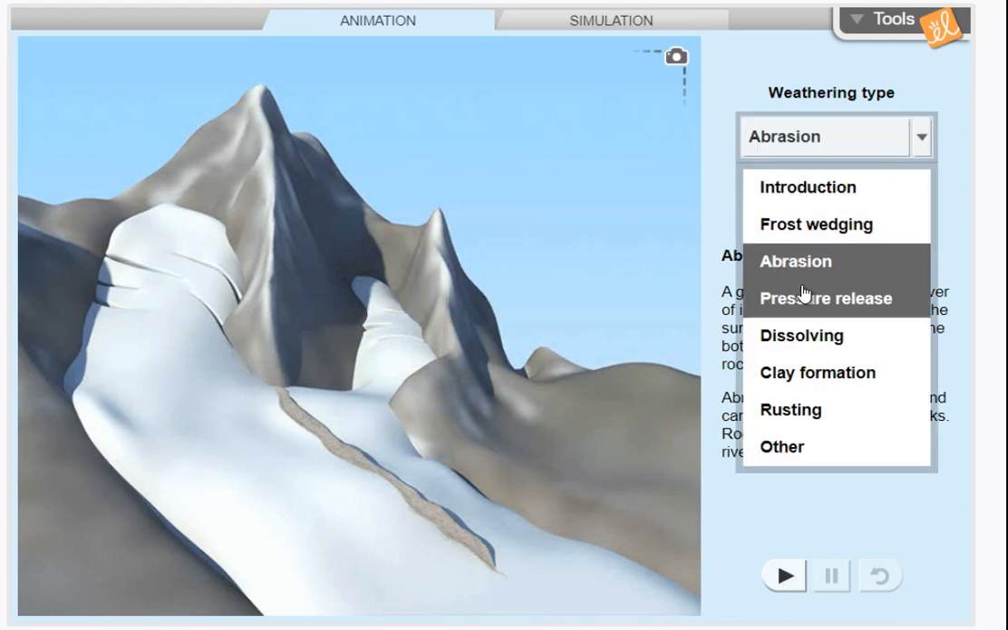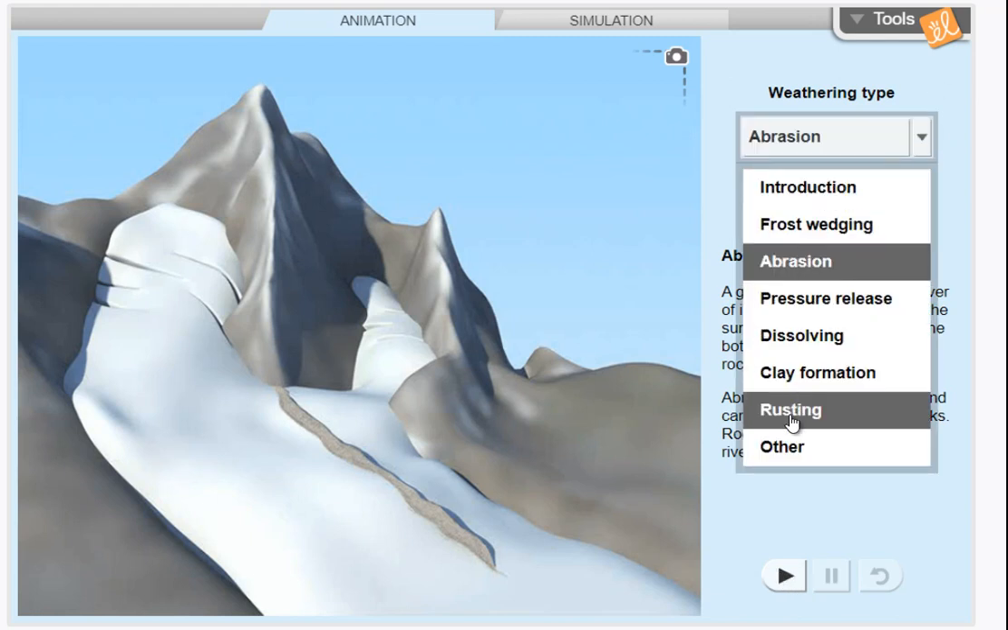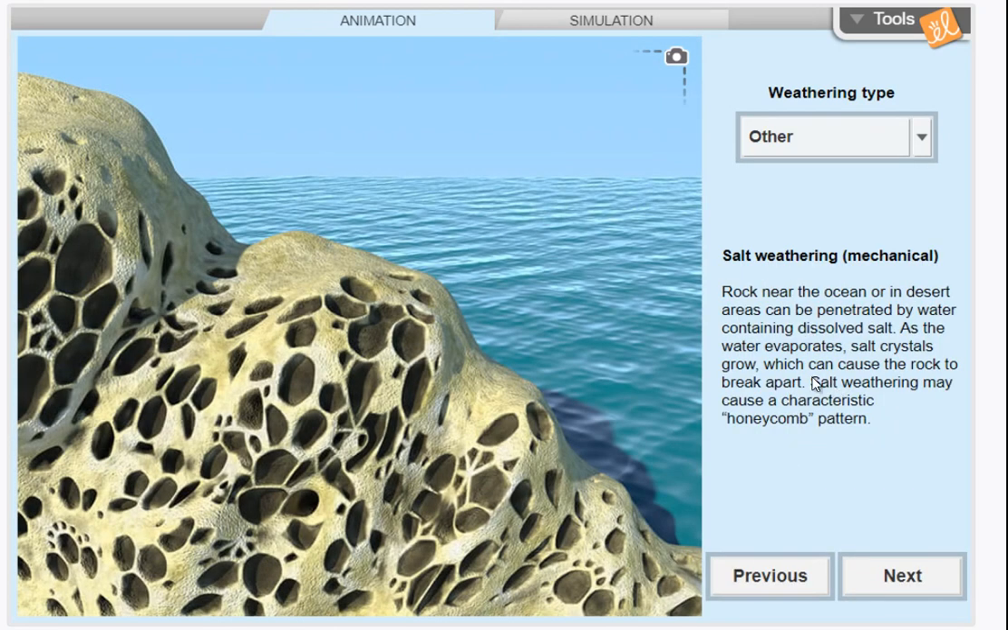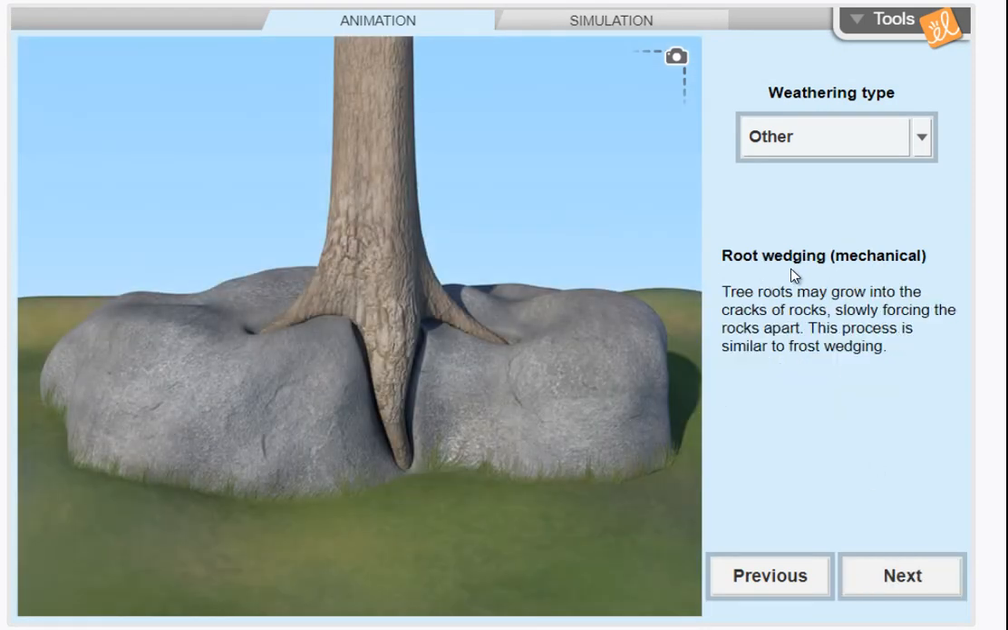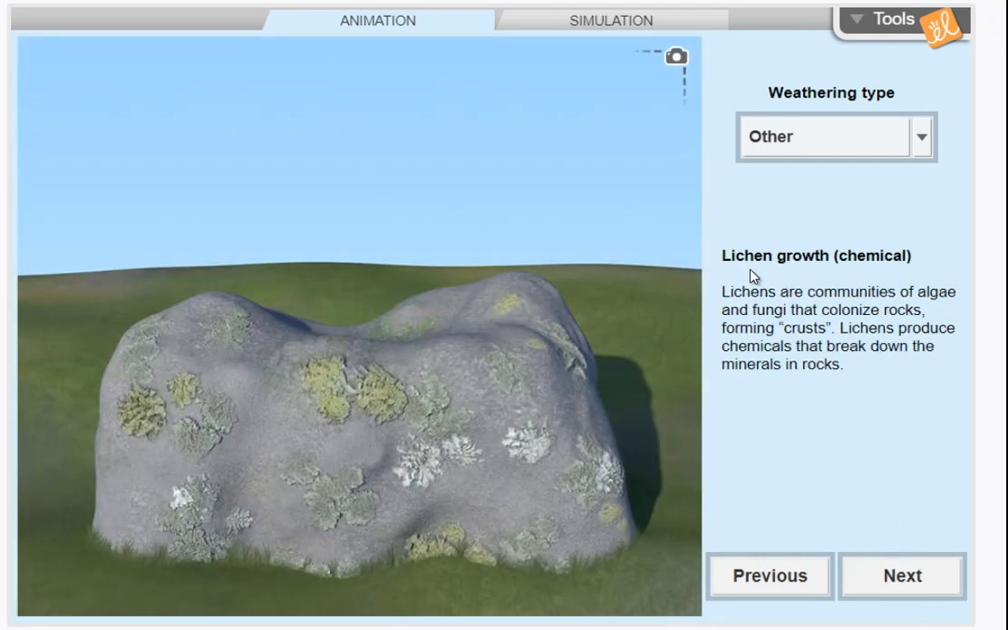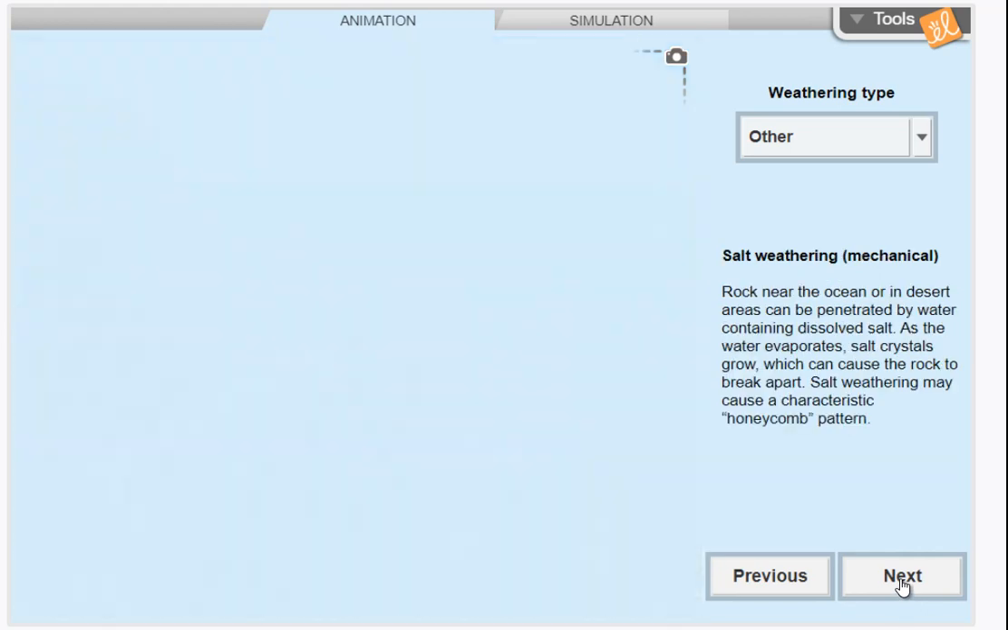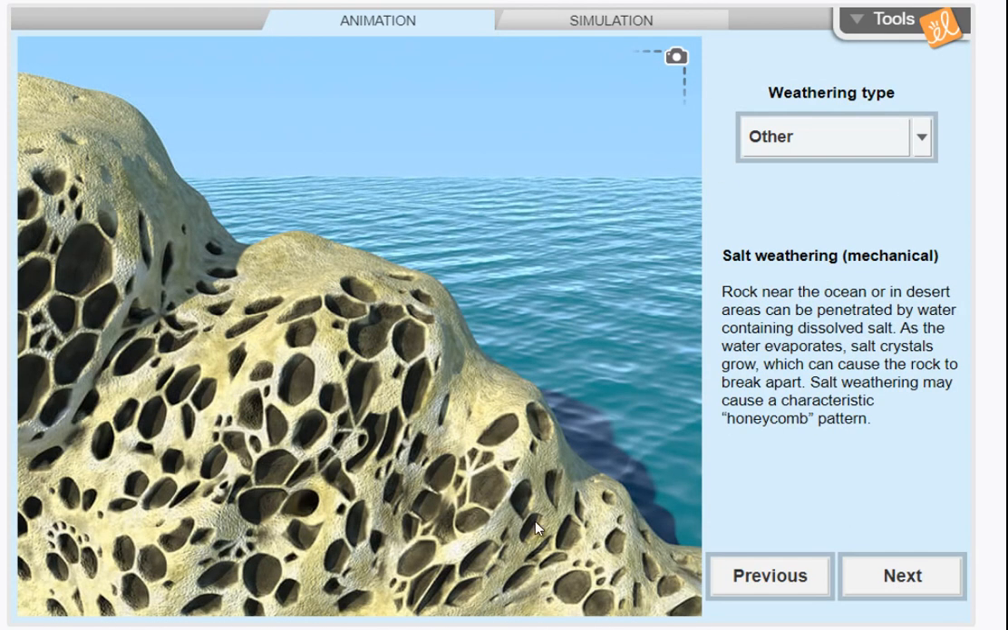And so then you go through each one: pressure release, dissolving, clay, rusting, and other. When you get to other, there's no animation, but you just click next. So here's salt weathering, next heat expansion, next root wedging, which was in the lesson, and lichen, which is like a type of plant growth on the rock, and then you're done. All right, so when you go through all those, pay attention, read, learn, understand what they are, because you're going to have to recognize them on the quiz.